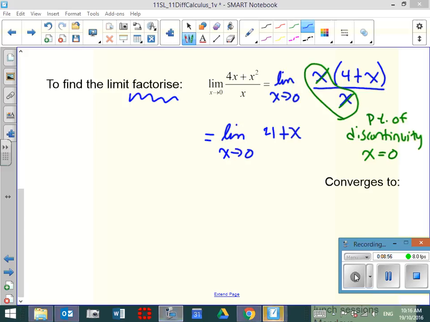Now that I have simplified my function and I have the limit as x approaches 0 of 4 plus x, I can substitute in 0, and I won't get an undefined value anymore. So if I substitute in 0 for x, I am left with 4. Once you actually substitute in the x approaching value, I cannot write that limit piece because you've taken the limit. So the limit of x approaching 0 from the right and left is going to reduce down to 4. So what we say is our function converges to 4.